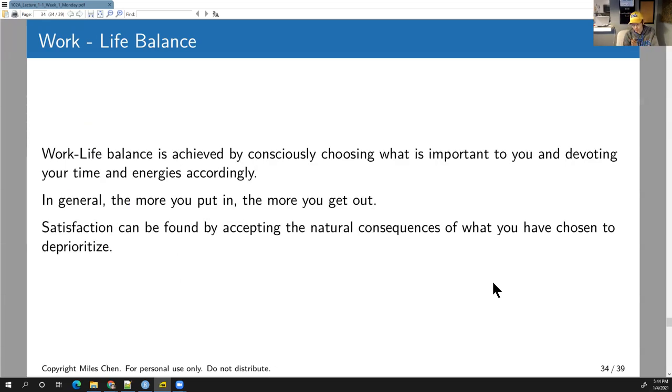We talk about work-life balance being this mysterious thing, but it's not. It's achieved by you consciously choosing what's important to you and devoting your time accordingly. In general, the more time you put into one category, the more you're going to get out of that category, and the less time you put in, the less you get out of it. You can find satisfaction in life by accepting the natural consequences of whatever you have chosen to put less time into. Whatever you deprioritize, there are going to be natural consequences, and if you can be okay with that, you can be satisfied in life.